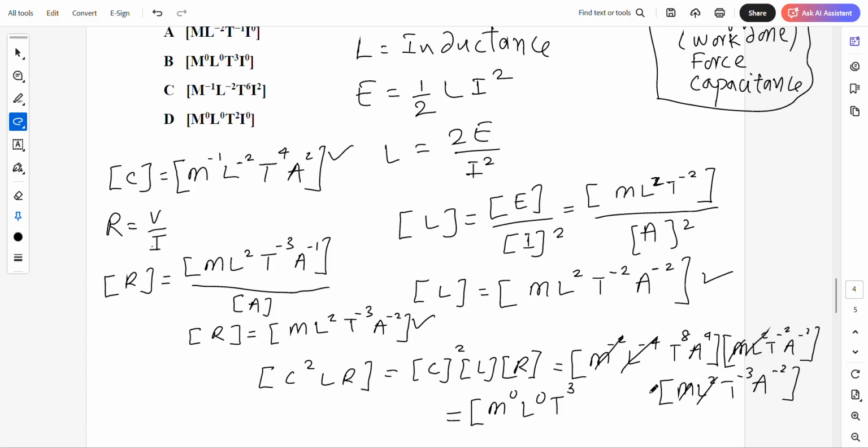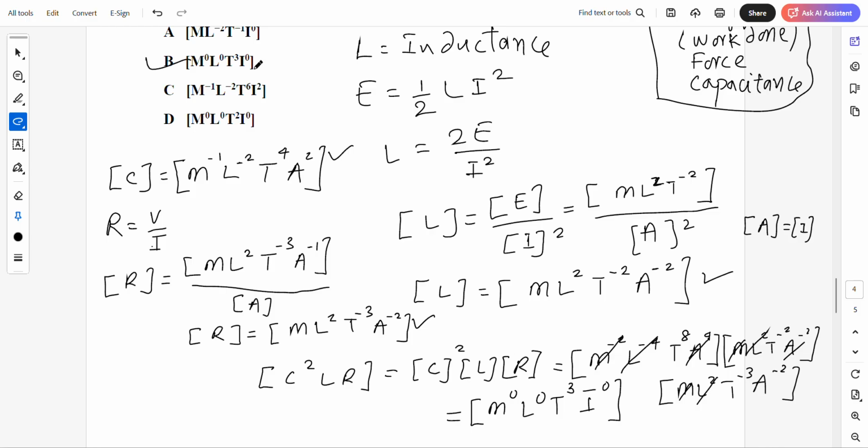What is A? A or I, one and the same. See, dimensions of A is same as dimension of I. Do not get confused. Here, A to the power of minus 2, A to the power of 4, again it gets cancelled. I to the power of 0. Now let us see where is the answer. M to the power of 0, L to the power of 0, T cube I.